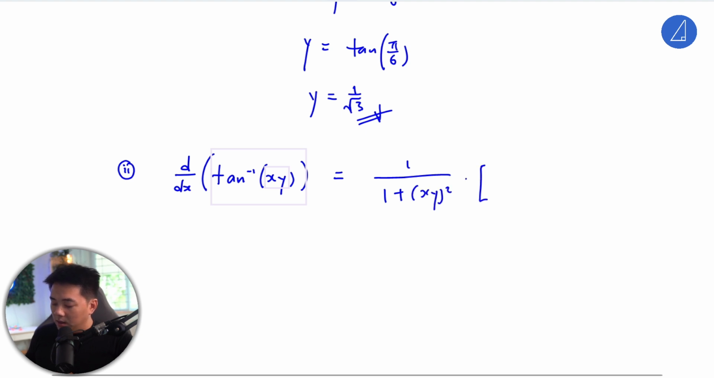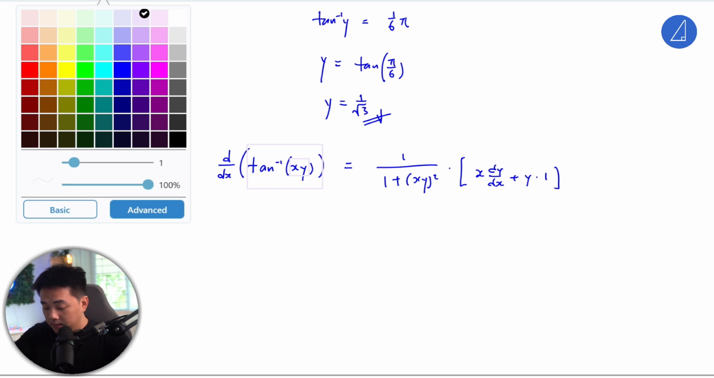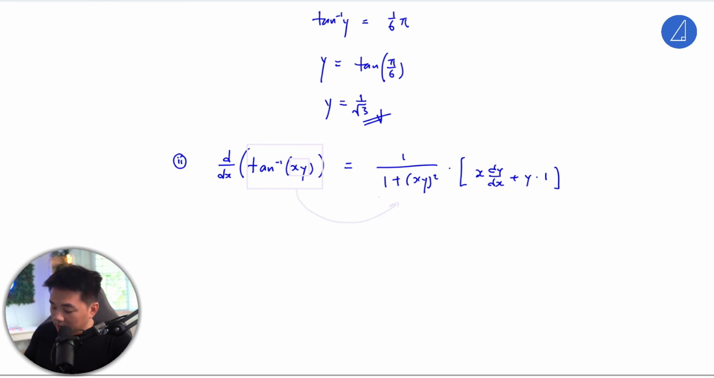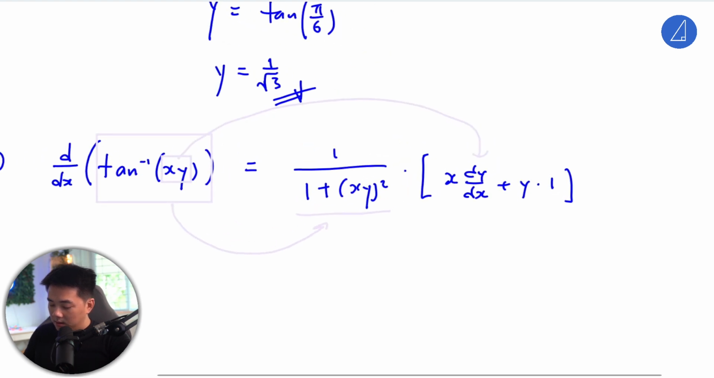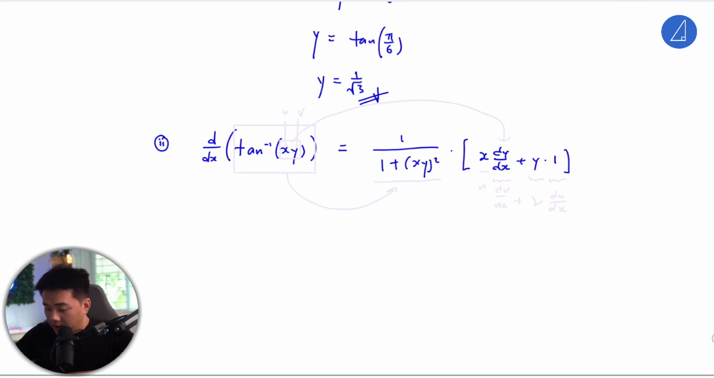Then the inner layer will be, keep the one on the left, differentiate the one on the right. Then keep the one on the right, differentiate the one on the left. Okay, so I'll just do this for you. So let me label all the steps here. When you differentiate the outer layer, you'll get 1 over 1 plus xy squared. Then the inner layer, if this is u and this is v, is u dv/dx plus v du/dx. Okay, that's it.